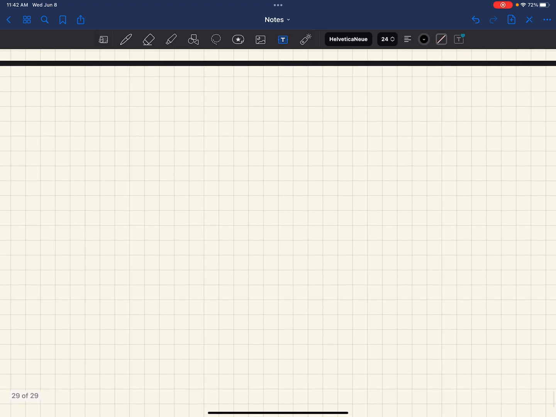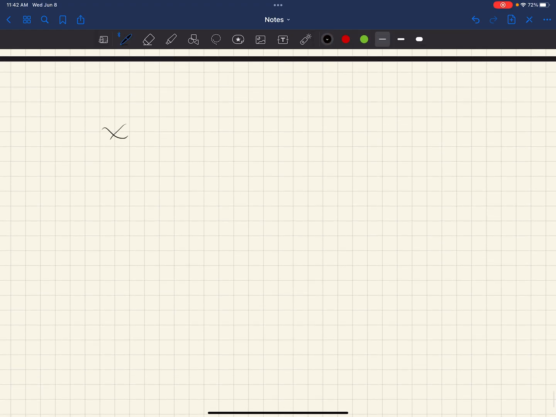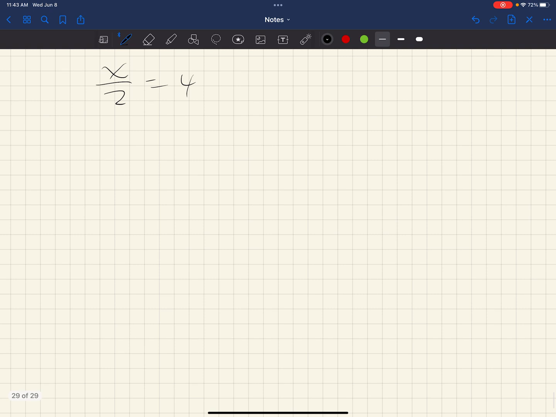All right, everyone, let's take a look at problems like this. So I have x over 2 is equal to 4. Now what this means is I'm getting an x and I'm dividing it into two different sections. So I can write it like this, 1/2 x, 1/2 x. So 1/2 x plus 1/2 x is actually just 1x.